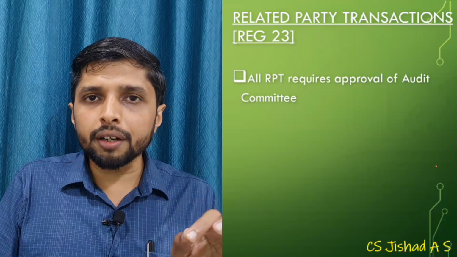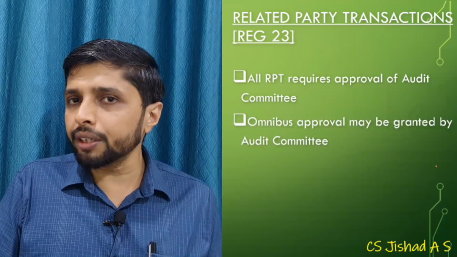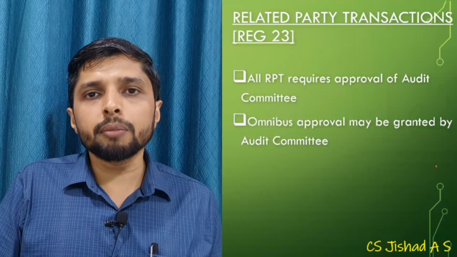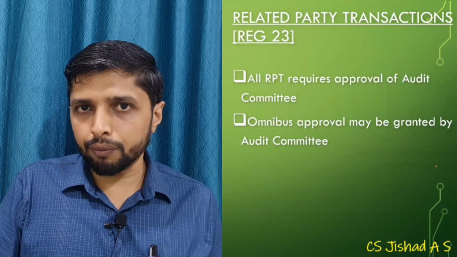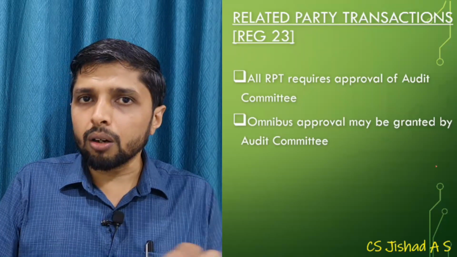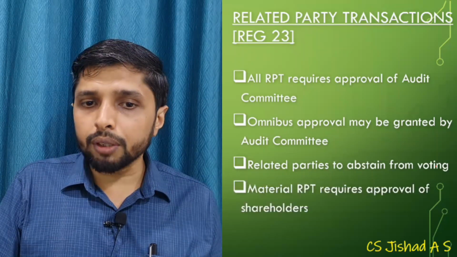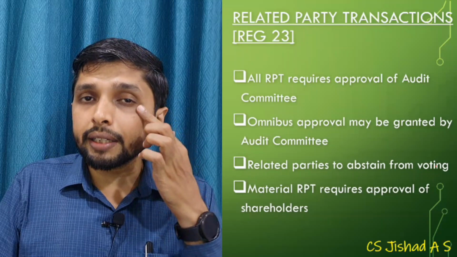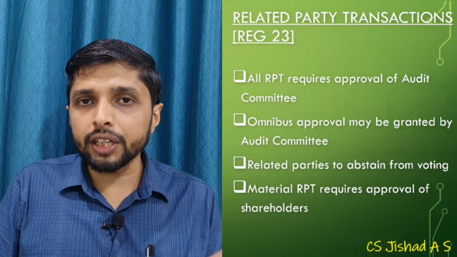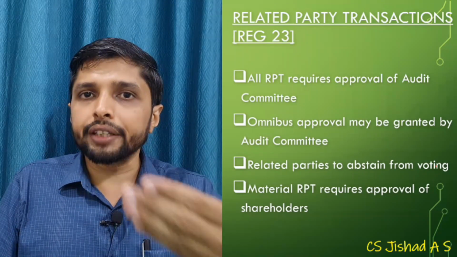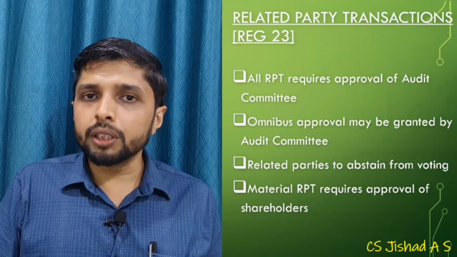Okay. So under regulation 23, it specifies that all related party transaction requires audit committee approval. Omnibus approval may be granted by audit committee. For ordinary transactions, omnibus approval may be granted. Related party will have to abstain from voting. Then material related party transaction, that is transaction which meets or exceeds certain threshold, will be requiring approval of shareholders.